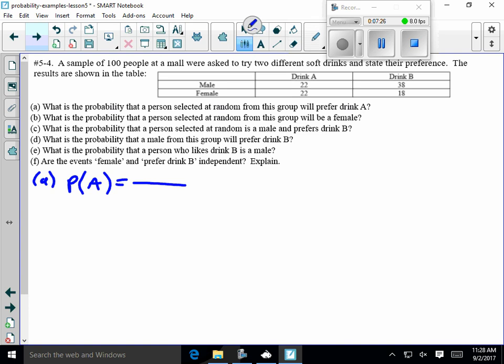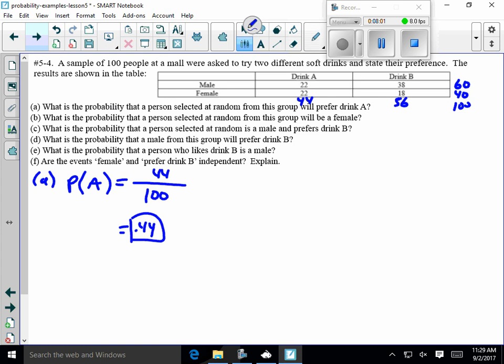So if I were to add across here, I've got 22 and 38, that turns out to be 60 males, and 40 females were surveyed, and if I add the columns, there were 44 people that preferred drink A, and there were 56 people that preferred drink B. So it would be out of all 100 people that were surveyed, how many people liked drink A? So that would be the drink A column total here, which would be 44. So that one would be 0.44, a simple probability.